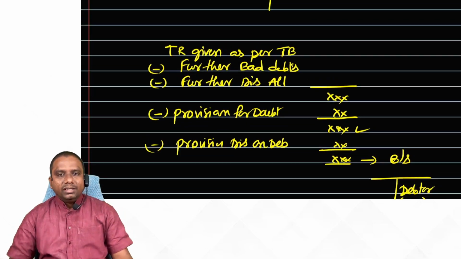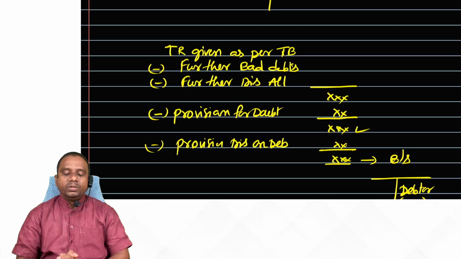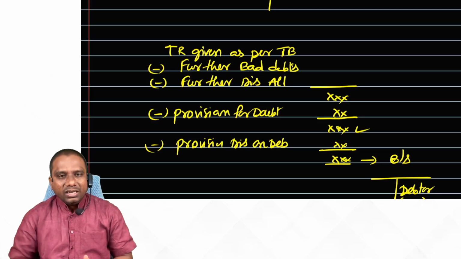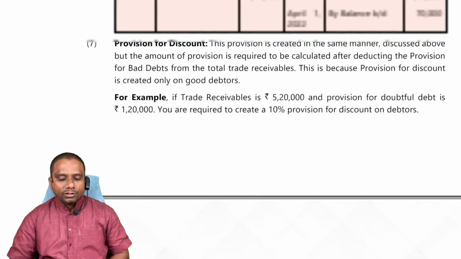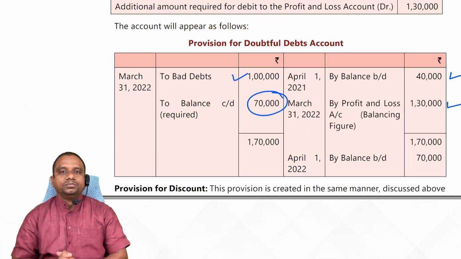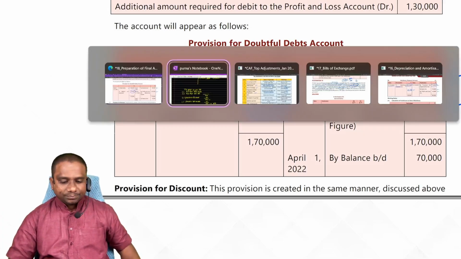So when you get provision for doubtful debts plus provision for discount on debtors, then it is better to prepare this statement. Along with this statement, you should prepare provision for bad debts account also. Provision for doubtful debts account also. This is regarding provision for doubtful debts. Next one.